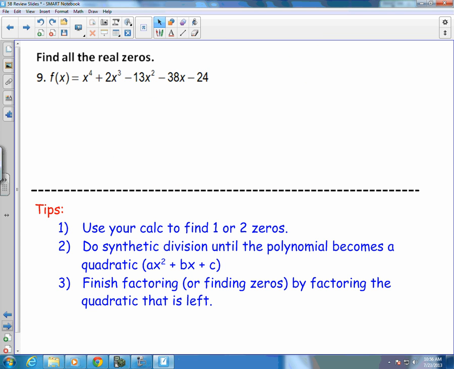Number 9, on the other hand, says find all the real zeros. And in this case, you know that you're going to find the zeros. And I'm going to start with my calculator.